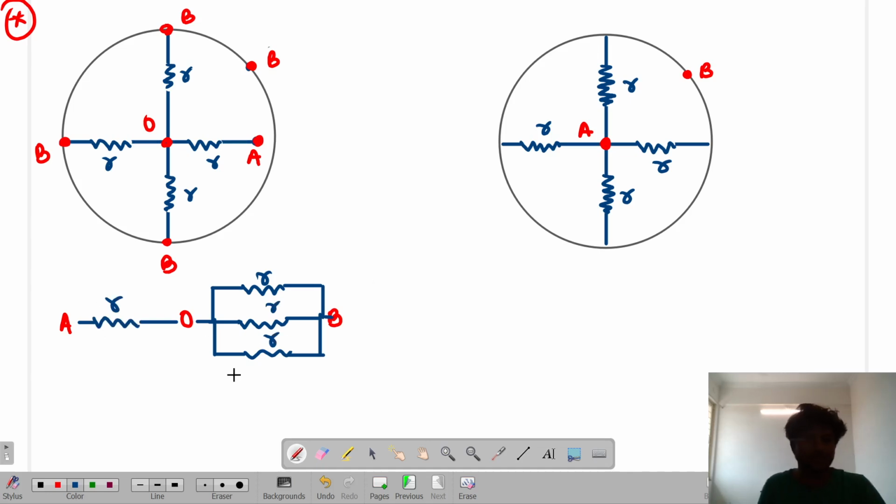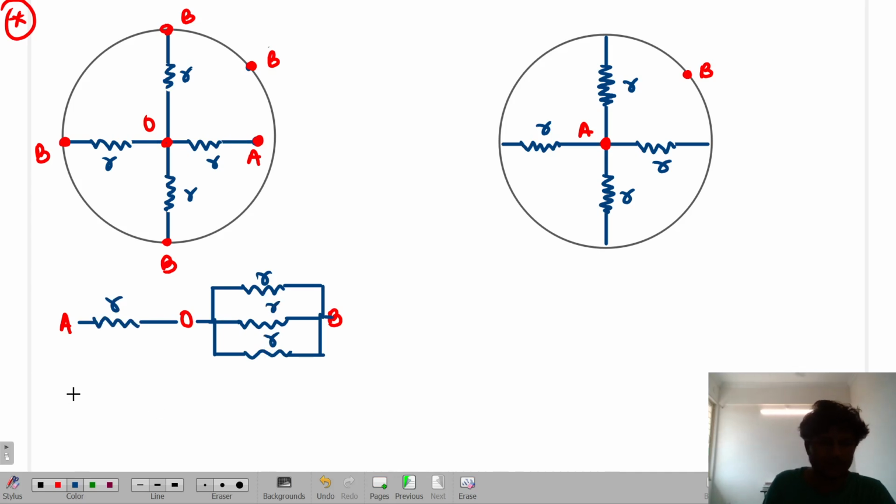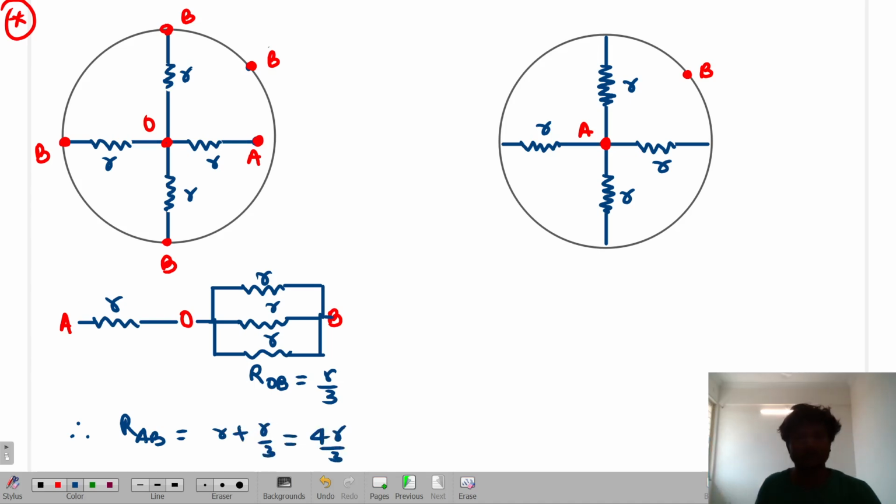So basically, what kind of circuit is it? First three in parallel and then in series. So what will this be? R by 3. What will R of OB be? R by 3. So therefore, R of AB is how much? R of AB is R plus R by 3, which is 4R by 3. That's your answer.